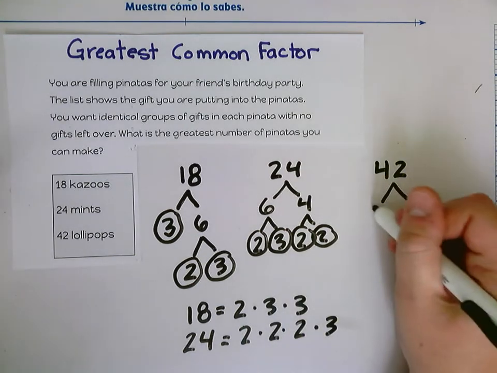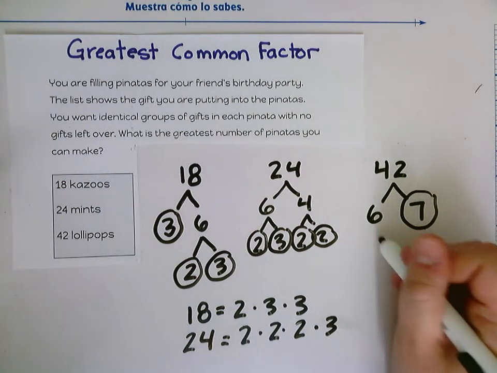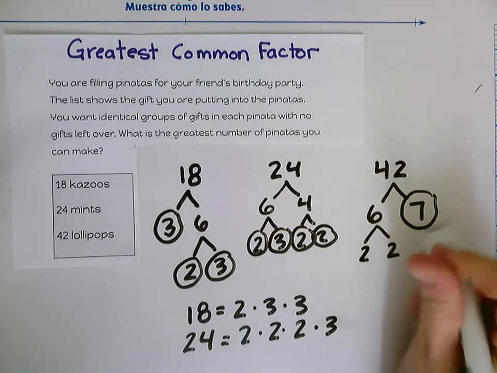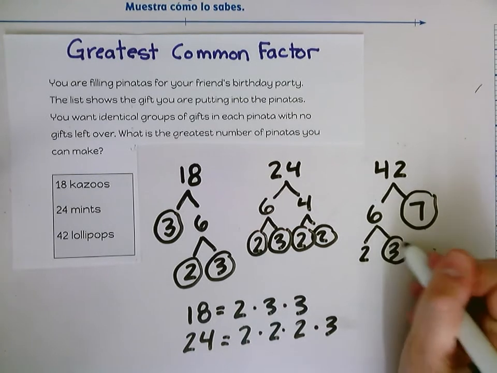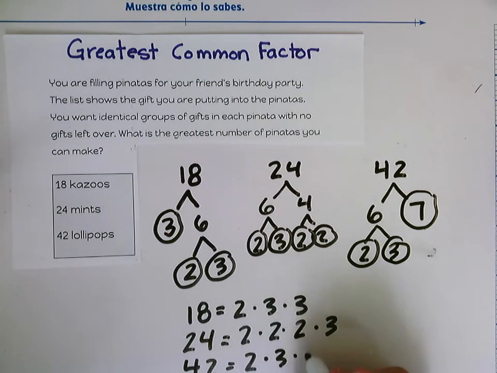And then lastly, 42. I know 6 times 7 is 42. 7 is a prime number, so I get to circle him. Break this down. 2 times 3. 2 times 3. So 42 equals 2 times 3 times 7.